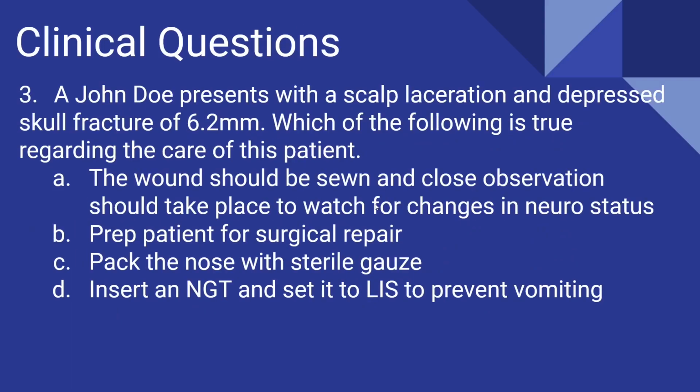3, a John Doe presents with a scalp laceration and a depressed skull fracture of 6.2 millimeters. Which of the following is true regarding the care of this patient? A, the wound should be sewn shut and close observation should take place to watch for changes in neurostatus. B, you should prep the patient for surgical repair. C, pack the nose with sterile gauze. Or D, insert an NG and set it to LIS, again, to prevent vomiting.